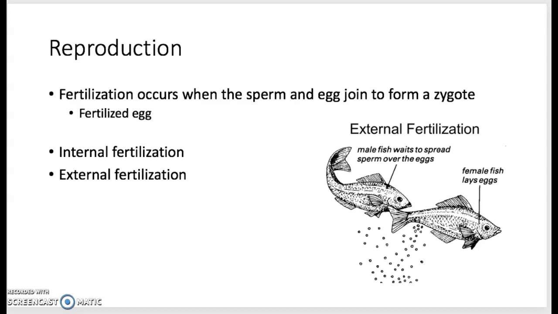Reproduction. So we've talked about this before in other units. In animals, it happens through fertilization. So a sperm from a male is going to join with an egg from a female, and that's going to create a zygote or a fertilized egg. There are two different types of fertilization. There's internal and external. Internal is by having sex, and then external, the female will lay eggs, males will release their sperm over the eggs, and that will create the fertilization for the zygote to form.